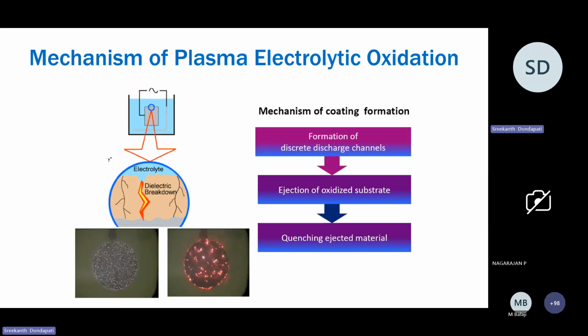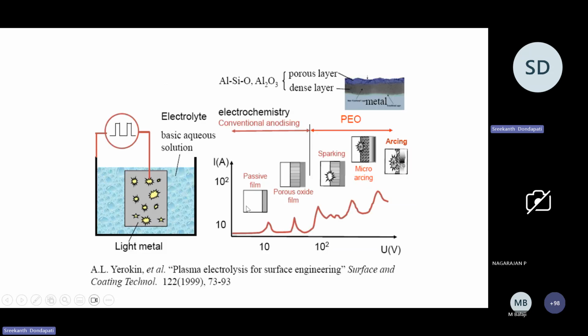How it works is basically, the first phase is the formation of discrete discharge channels, then later the ejection of oxide from the substrate, and finally quenching of the ejected material. When you apply the voltage across the terminals, anode and cathode, first a natural passive film will form, and over a period of time, the porous oxide film will generate.